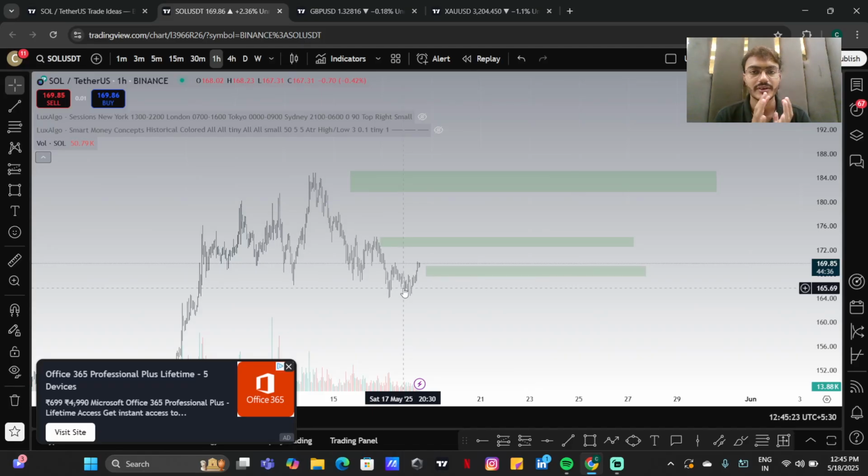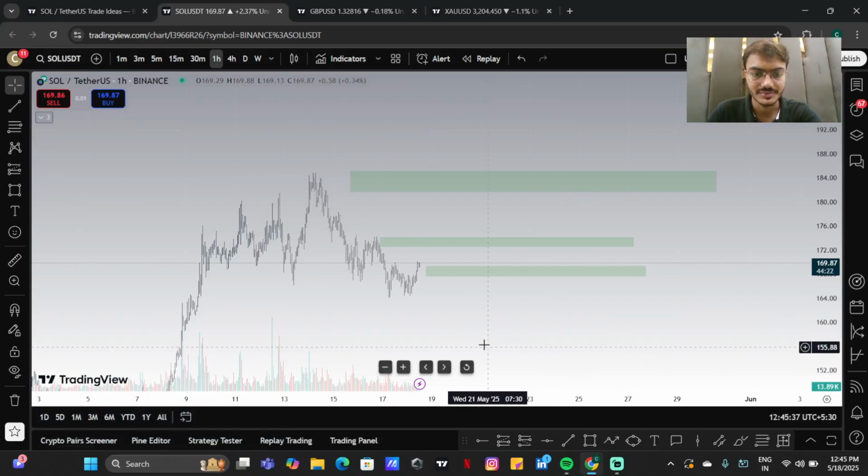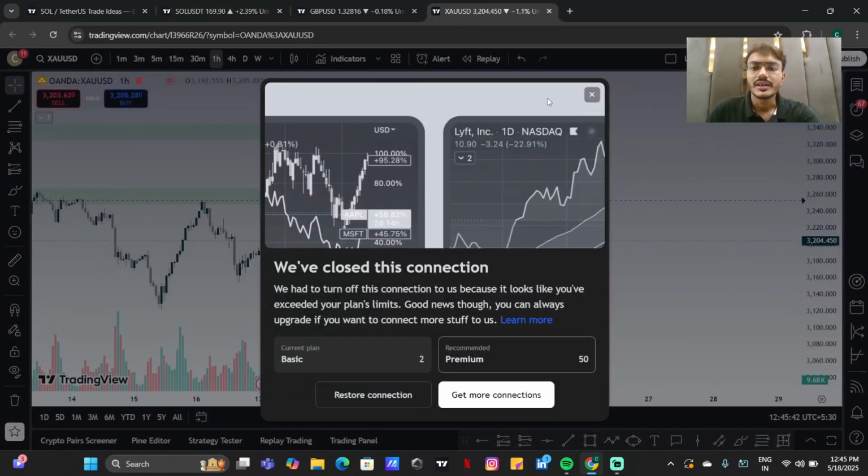So here we are right now, and currently we are trading Solana against US dollars, because we don't trade Bitcoin, because I don't feel like it's highly volatile. So that's not my thing. So let's see. Okay, let's first go and check our gold against US dollars.